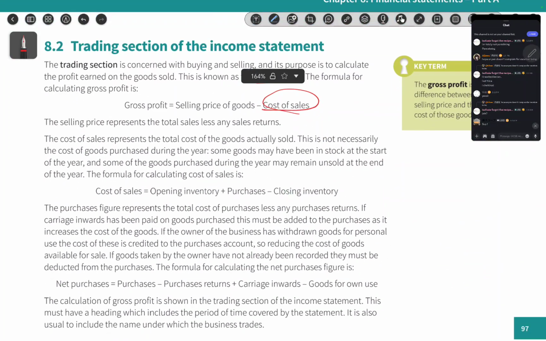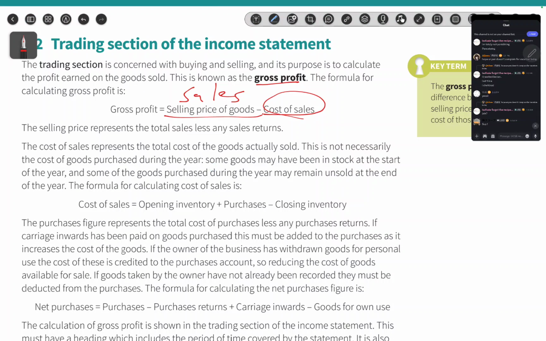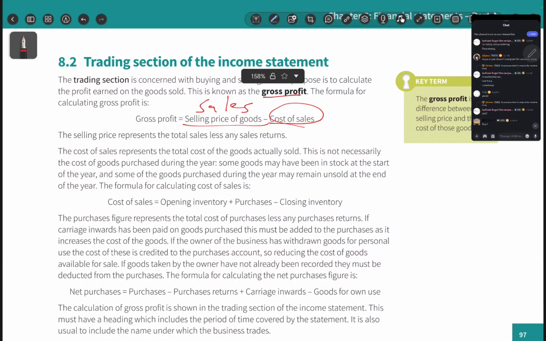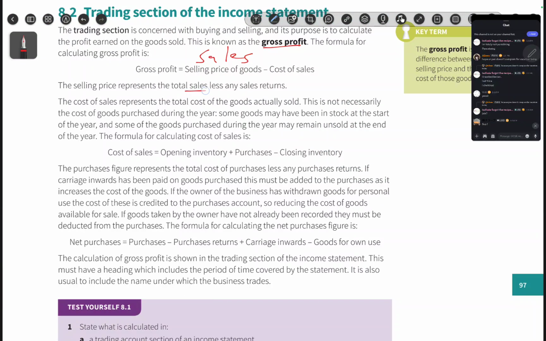The formula to calculate gross profit is selling price minus cost of sales. So selling price of goods, just better to write it as sales. Sales minus cost of sales is your gross profit. So the total revenue you made minus the total cost of making that revenue is your gross profit. The selling price represents the total sales less any sales returns, so you can write net sales. I just wrote net sales because that sounds cooler.